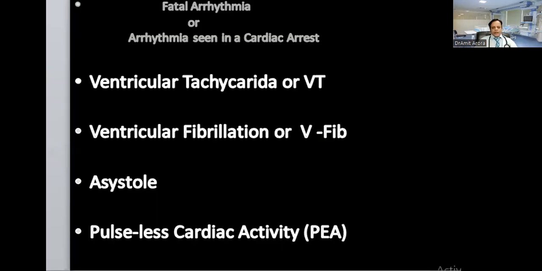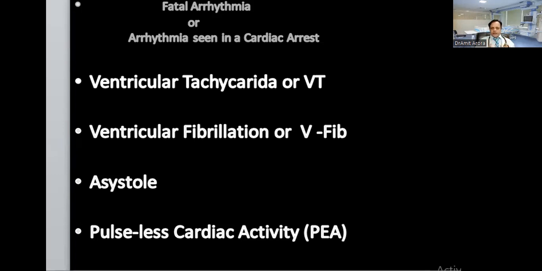So next come the fatal arrhythmias. Arrhythmias of cardiac arrest. Can anybody define cardiac arrest? Heart stops working. Actually, these are not the standard definitions. So let me tell you, you can write down. According to AHA, the American Heart Association, there is a 3-word standard definition of a cardiac arrest: unconscious, non-breathing, and pulseless patient.